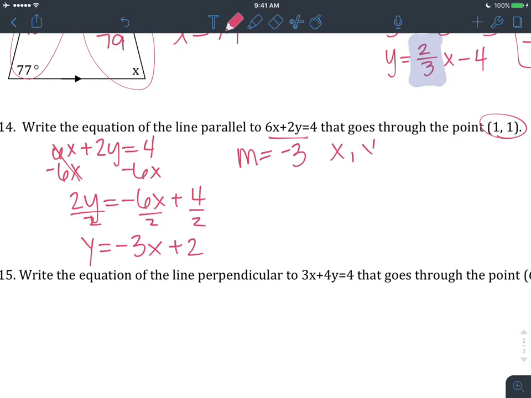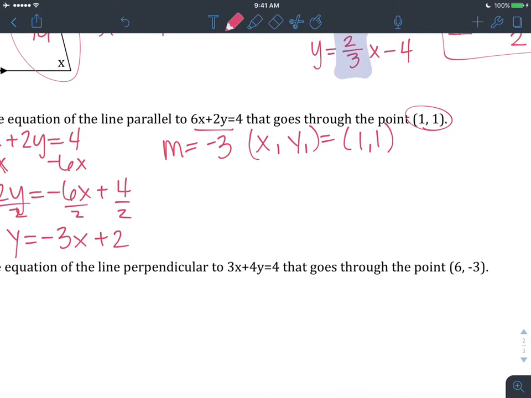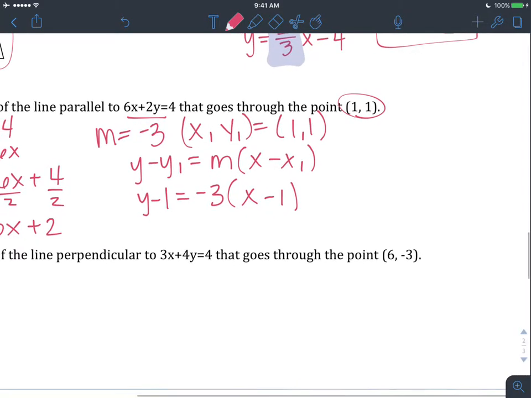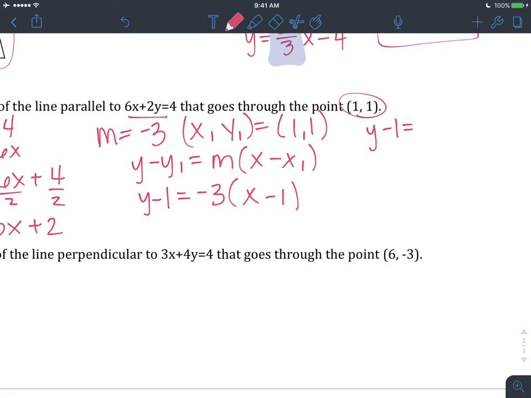And then our x1, y1 is going to be the point 1, 1. We're going to plug it into the formula y minus y1 equals m times x minus x1. So we're going to have y minus 1 equals negative 3 times x minus 1. So we're going to distribute that negative 3. So we're going to have negative 3x plus 3. We have to multiply negative 3 times negative 1, so that's going to give a positive. Last thing, add 1, add 1. Y equals negative 3x plus 4.